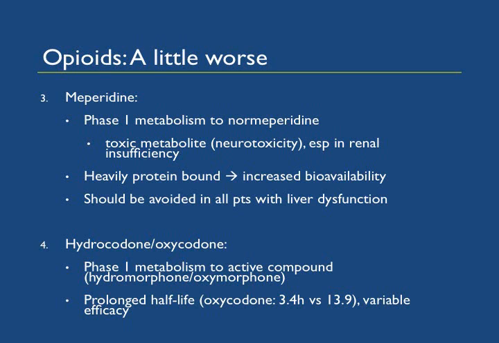Finally, hydrocodone and oxycodone undergo phase 1 metabolism to the active compound, which is hydromorphone and oxymorphone, respectively. In patients with liver dysfunction, hydrocodone and oxycodone have a significantly prolonged half-life. Specifically, oxycodone increases from a half-life of 3.4 hours in patients with a healthy liver to 13.9 hours in patients with liver dysfunction. These medications also have variable efficacy in patients with liver disease.